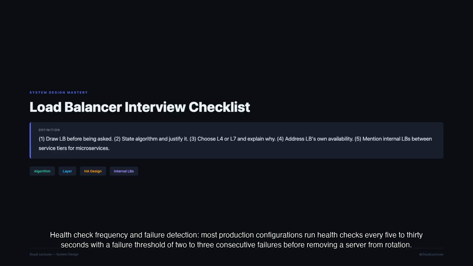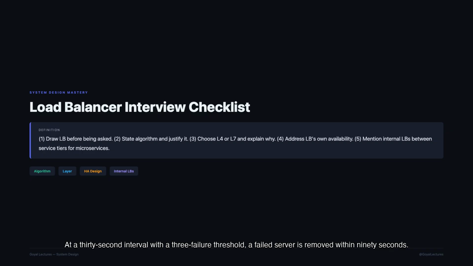Health check frequency and failure detection. Most production configurations run health checks every 5 to 30 seconds, with a failure threshold of 2 to 3 consecutive failures before removing a server from rotation. At a 30-second interval with a 3-failure threshold, a failed server is removed within 90 seconds. For tighter SLAs, reduce the interval to 5 seconds. Failed server removed in 15 seconds.